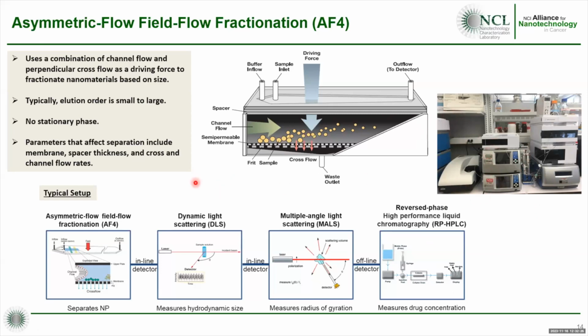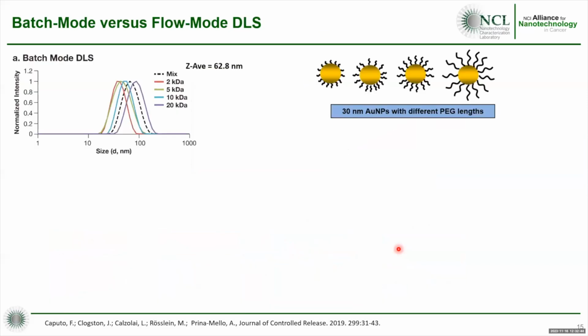So our typical setup is to use AF4, which separates the nanoparticles. Then we have inline DLS to measure the hydrodynamic size, as well as inline MALS, to look at the radius of gyration. And then you can always collect fractions coming off of this to do offline analysis. In this case, we can look at drug concentration. So I want to give you some examples of the utility of AF4 because we use this a lot.